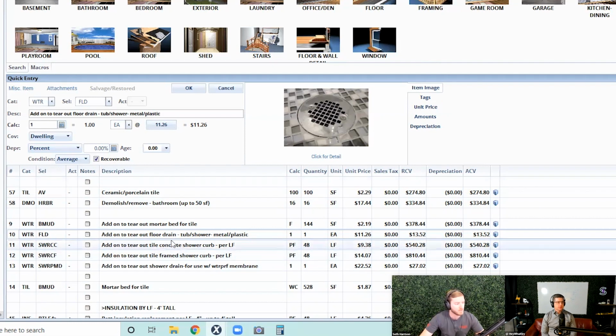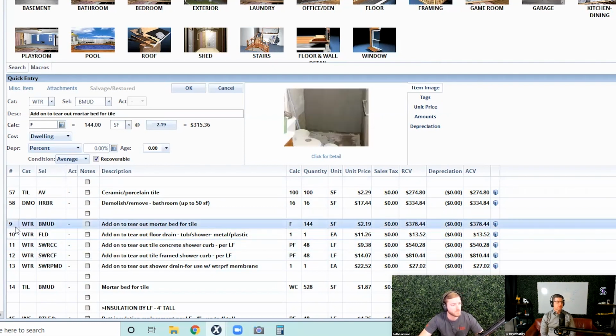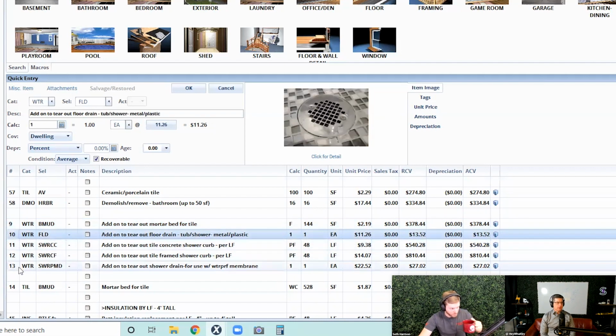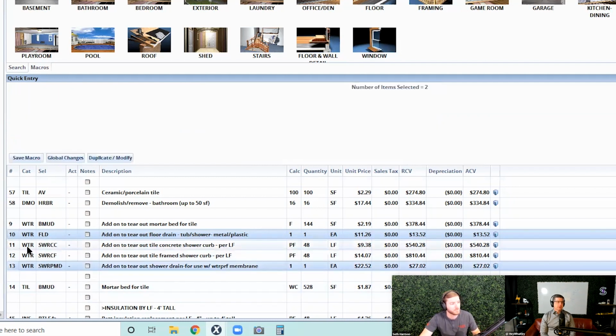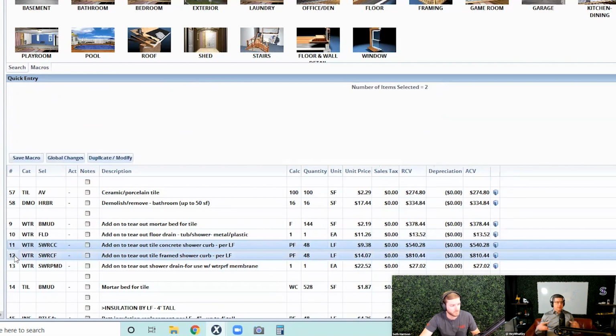Yeah, and it should be said, these are mutually exclusive line items. So you wouldn't want to use the add-on tear out floor drain tub shower with the waterproof membrane one. You're going to have to pick one. And the same goes for the tile framed shower curb. It's not as if there's a concrete base and then you're billing for the one that is framed. So you're going to have to pick the one that most closely reconciles with the loss at hand.